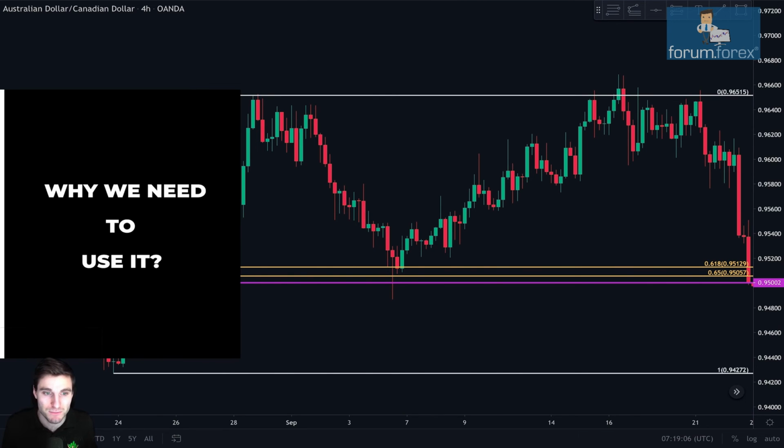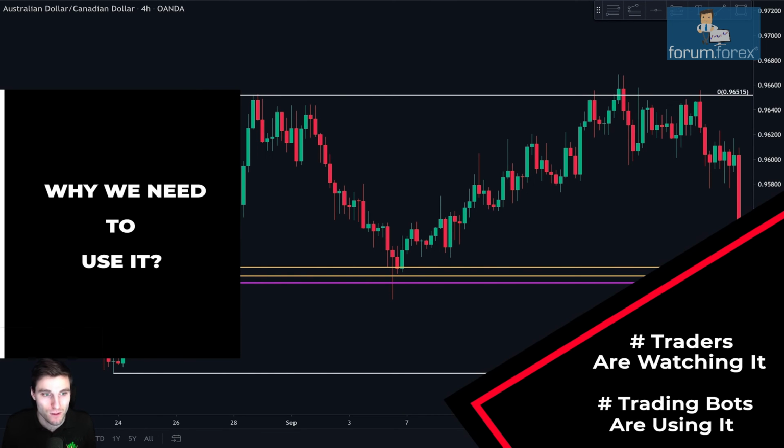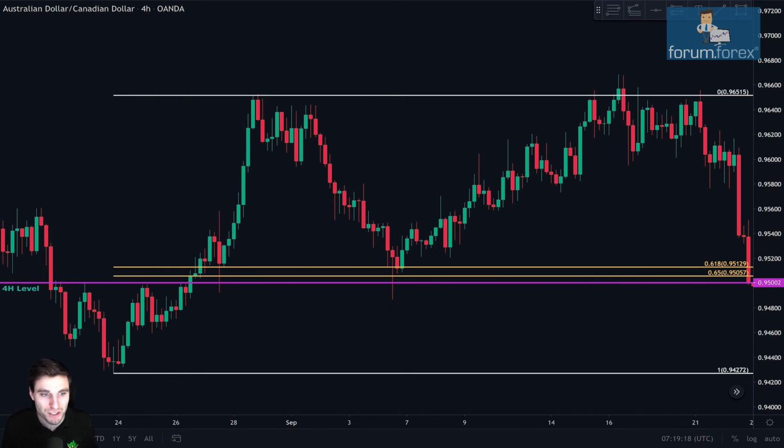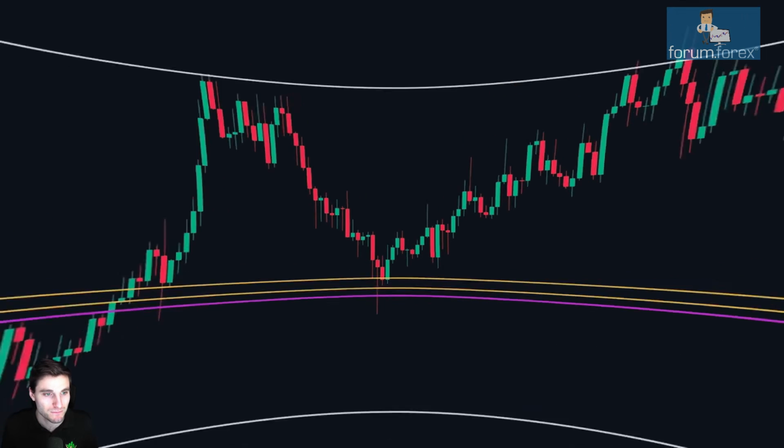We need to use it because most traders have their eye at this level. Moreover, most trading is done by bots and algorithms, and they are programmed to take this level into consideration when making trading decisions. Let me show you how this concept is also working on the higher term timeframes.